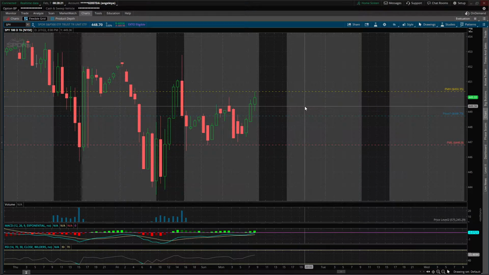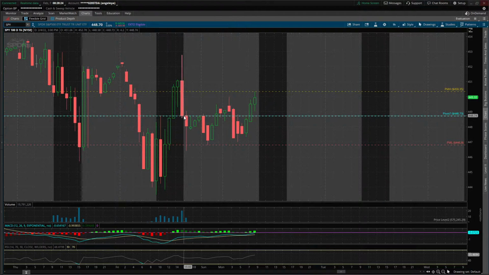I'll do this one right here. Pop, pop. Yeah, I guess I'll leave the pivot right there. That's fine.